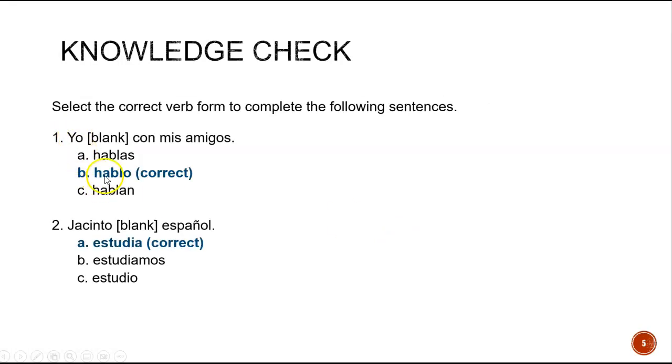Well, if you said yo hablo, correct. And Jacinto estudia, correct. Because those are the conjugations that match the subjects. You're going to have lots of practice with this as you work through this week and the practice activities, which we reference as MindTap. But again, this is just really understanding how verb conjugations work.